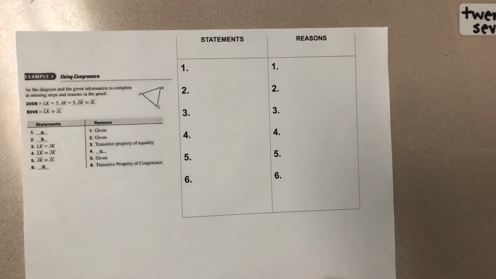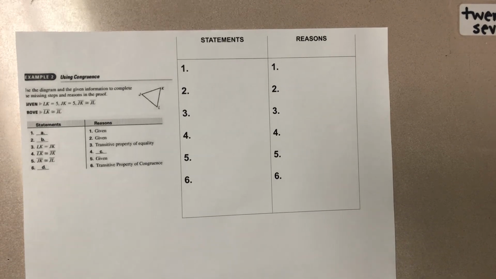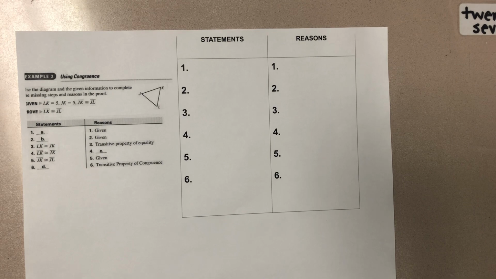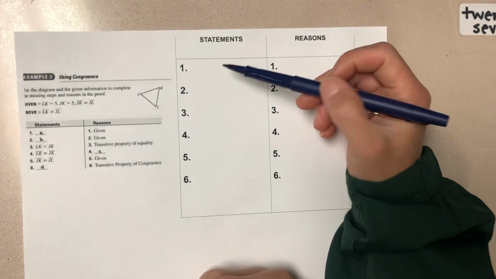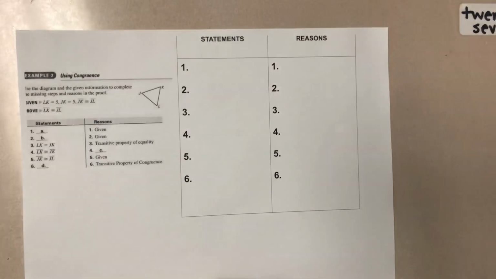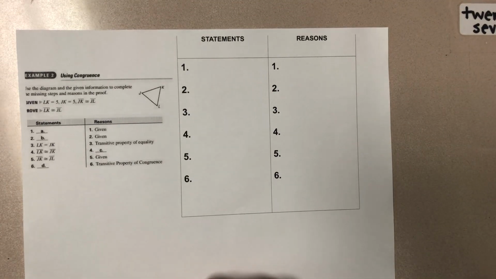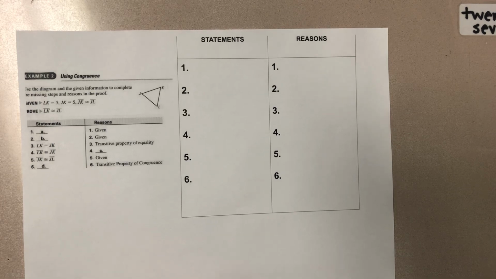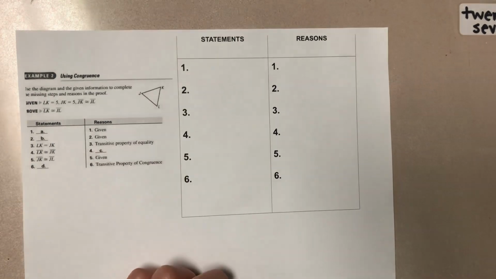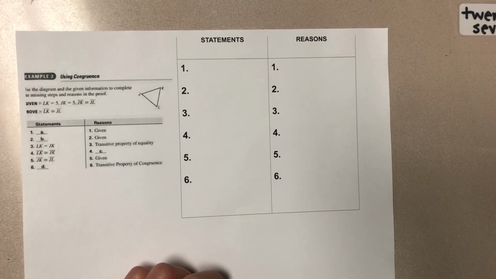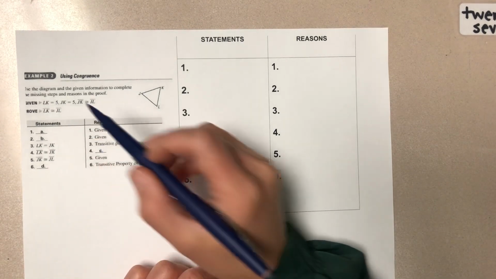And now we are going to move into example 2. So let's go ahead and look at example 2. It says, use the diagram and the given information to complete the missing steps and reasons in the proof. Okay, so remember, I will always give you how many steps are in each proof. And in some of them, they already give you some of the information. So what I want you to do is rewrite the information that they give you, and we're going to fill in what is missing. So if we look here, what is given?